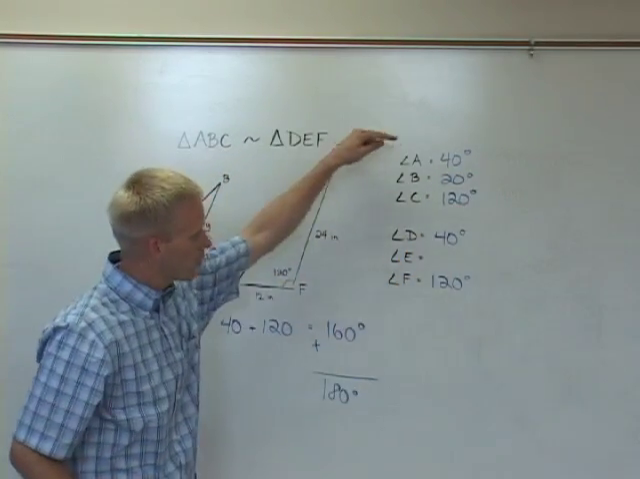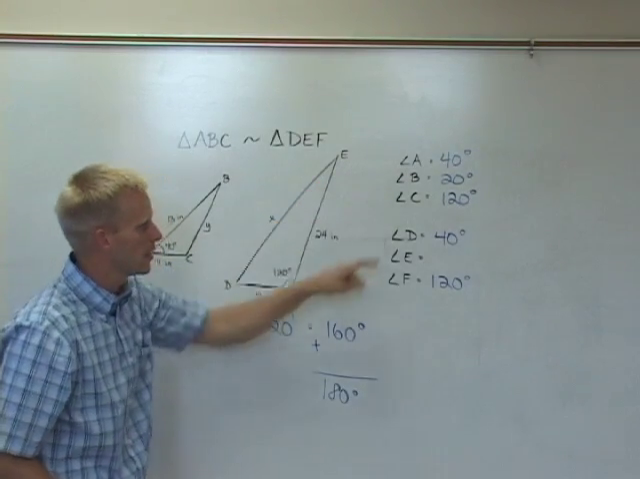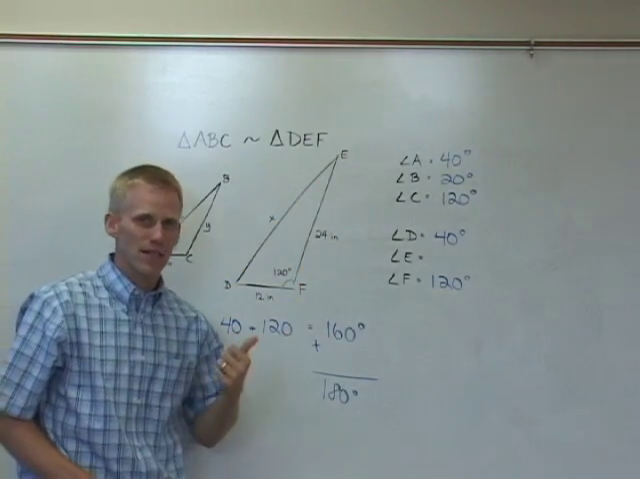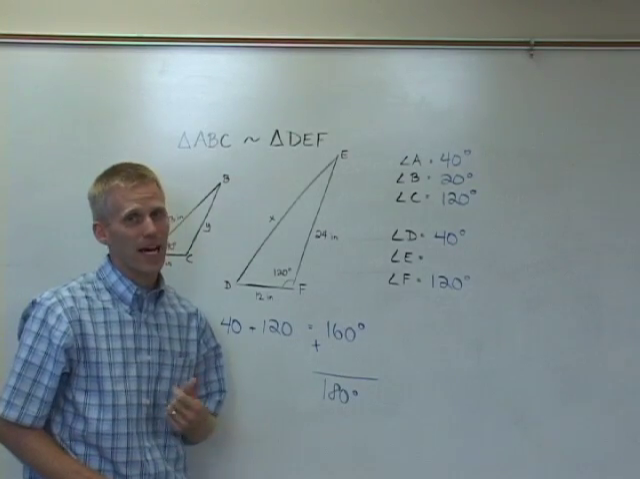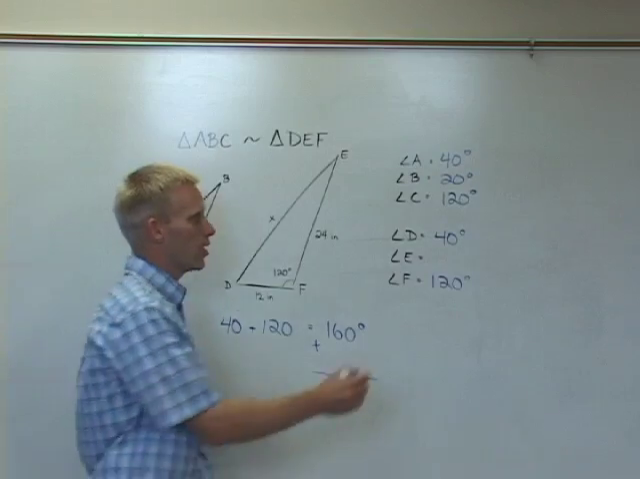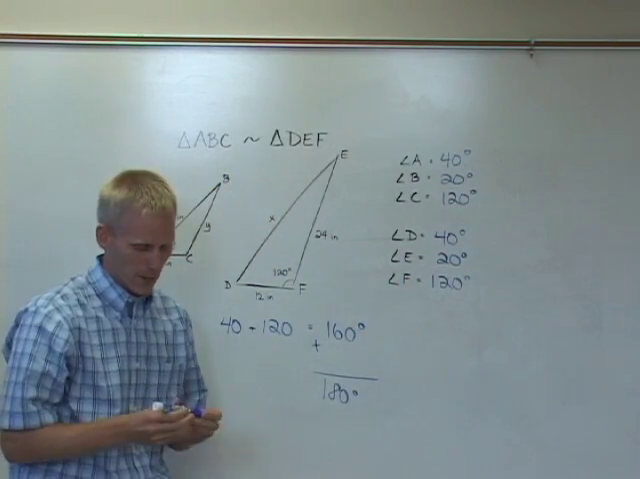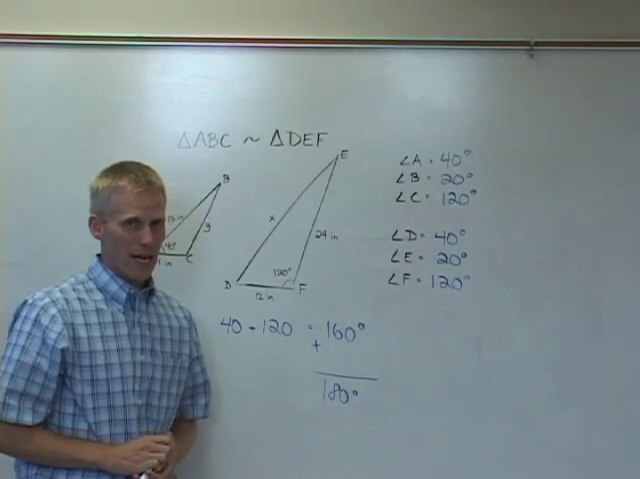We can see that all three angles, A, B, and C, do add up to 180 degrees. D, E, and F have to be the same angles. They both have to add up to 180 degrees. Because B is corresponding to E, we also know that E must be 20 degrees. That's what we can tell about our angles.